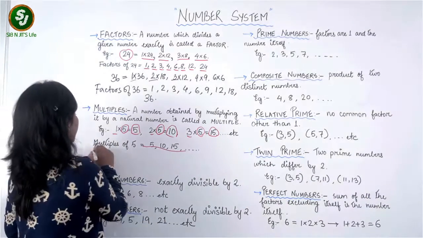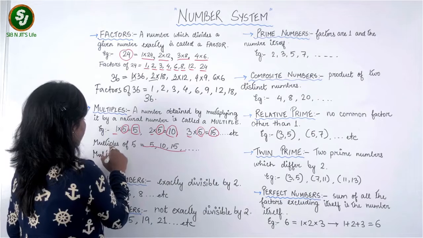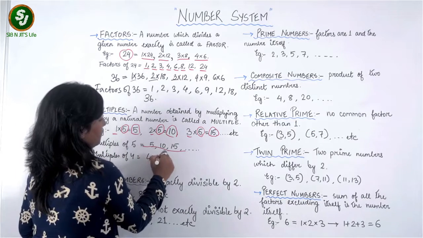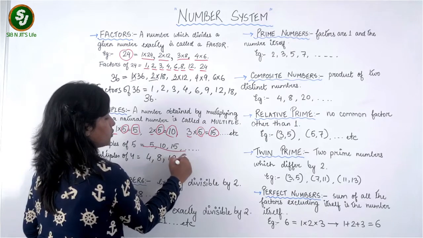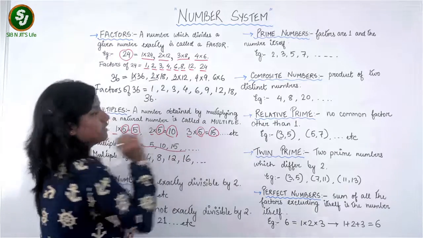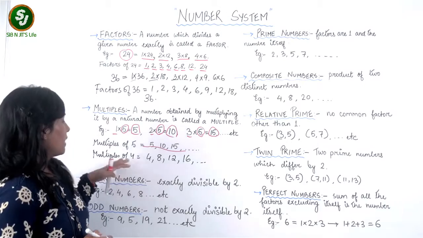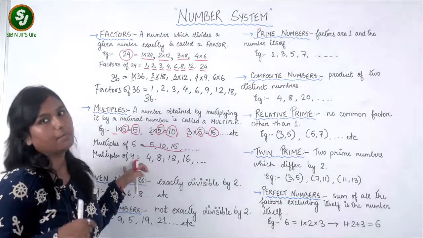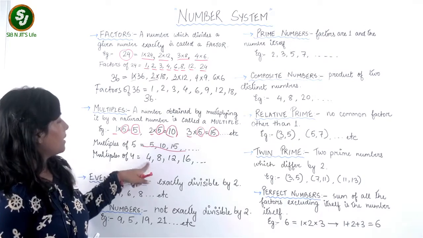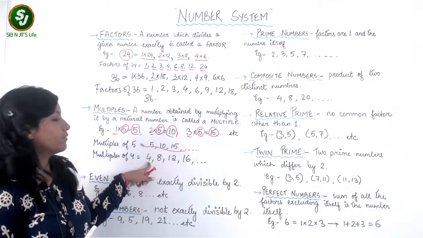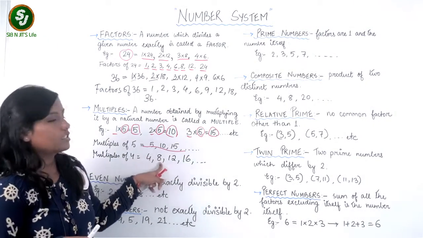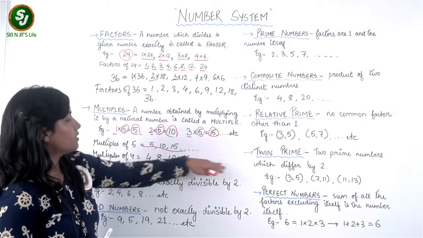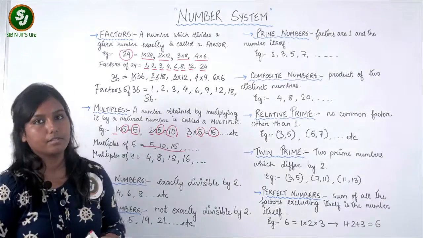Okay friends, now let's try to find out the multiples of say 4. Multiples of 4 will be 4, 8, 12, 16, etc. Now 4 you have to multiply with a natural number to get the multiples. 4 multiplied by 1, we get 4. 4 multiplied by 2, we get 8. With 3, we get 12. And like this, we can find out all the multiples of 4.